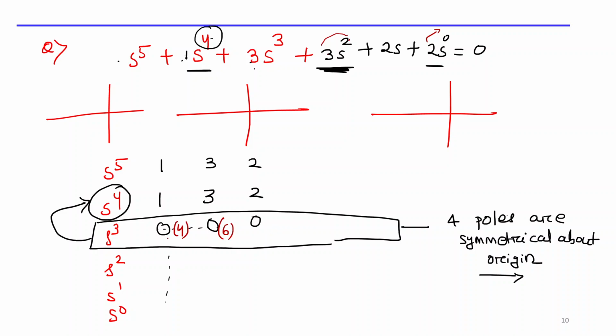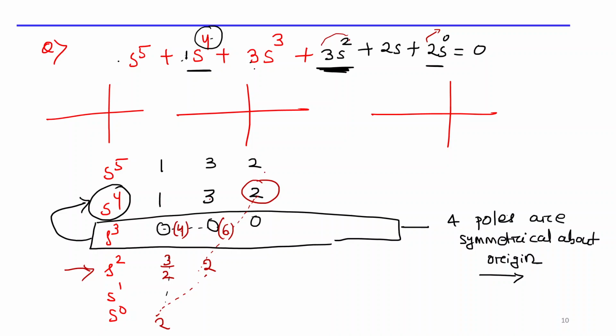Now assuming that the 0s are not there, this will be 4, 6 and 0, and solve the question further. How can you find out the s^2 row? This term I want to find out. So again apply the RH criterion. 4 into 3 is 12, 12 minus 6 is 6, 6 by 4 is 3 by 2. You know that this 2 will be carried forward because this is an even term. It will come here, and these two also will be carried forward diagonally.